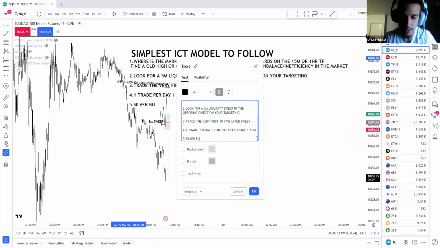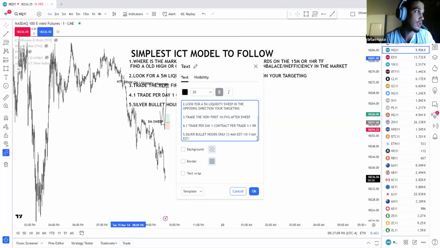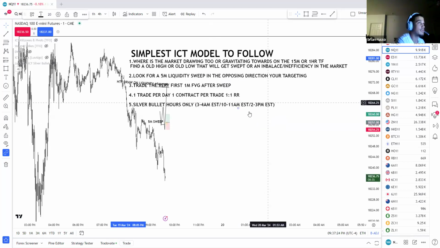Silver bullet hours only, and that is at 3 to 4 a.m. EST, slash 10 to 11 a.m. EST, slash, what's the last one? 2 to 3 p.m. EST. So these are your 3 silver bullet hours for you people who say you might not be able to take a trade because you're working. Now you have no excuse because you have 3 sessions, 1 hour apiece to take a trade.